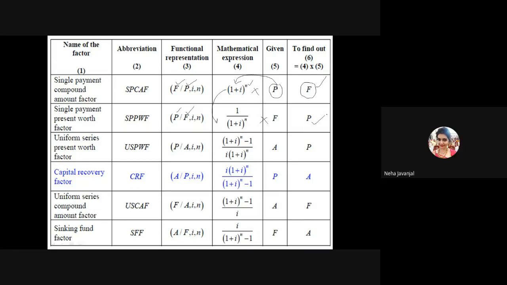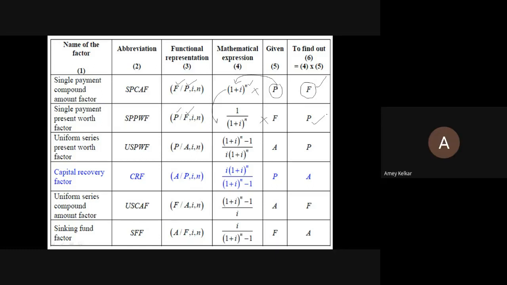The functional representation is given like present worth divided by the annuity. No, so again, it is not divided. Neha, it is not again divided. Present is unknown, the first term is unknown. So P of A, that is not divided by, P of A means present worth of annuity. Okay, fine, no problem.